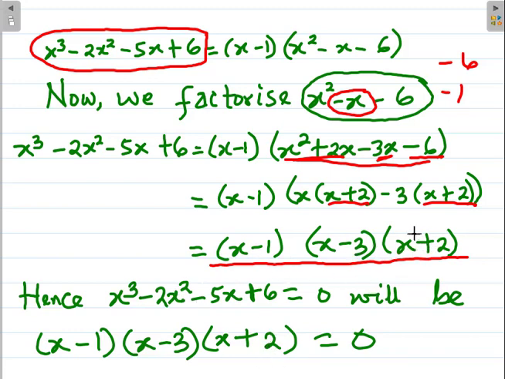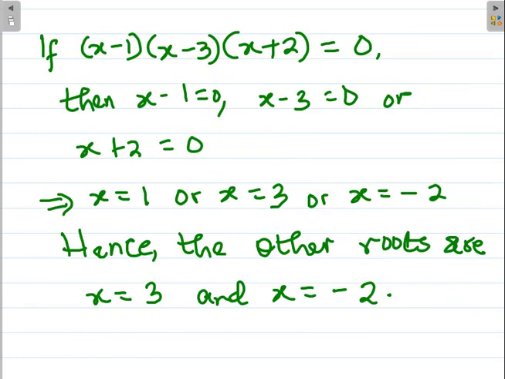So having factorized this polynomial, remember it was an equation that was given to us. Look at the equation that was given to us here: x to the power of 3 minus 2x squared minus 5x plus 6 is equal to 0. This equation will now be x minus 1, x minus 3, x plus 2 is equal to 0. We have now factorized the equation completely into these factors.